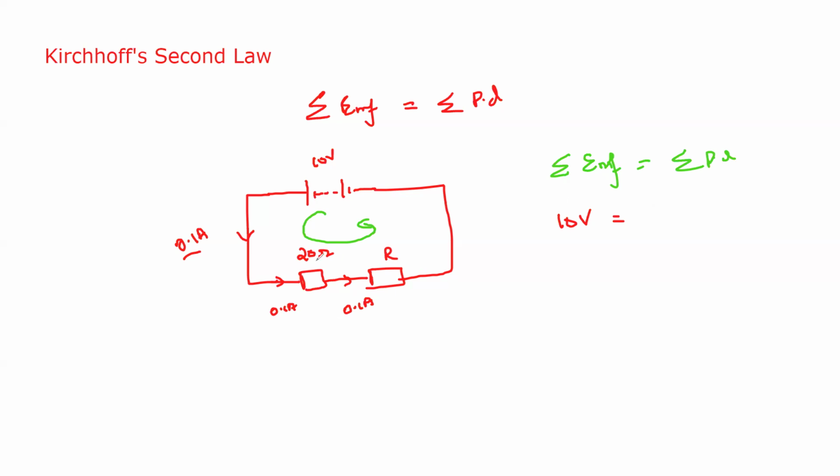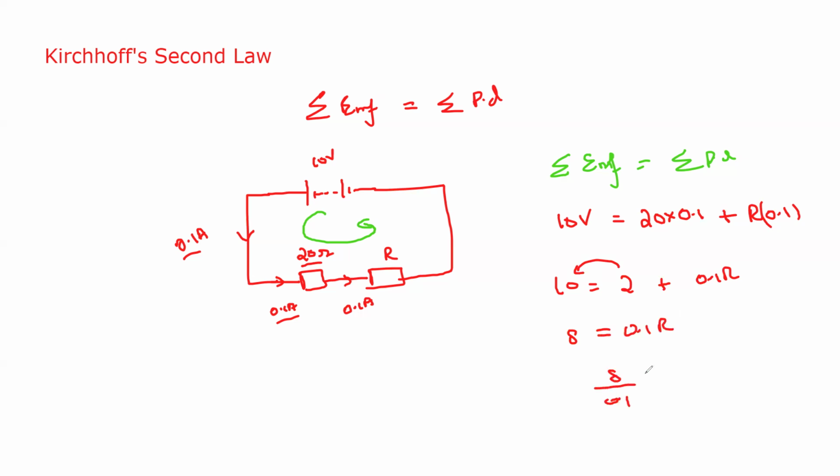So what is the potential difference, which is a product of resistance and current? This will be equal to 20 times 0.1 plus R times 0.1, or 0.1 R. When we simplify, 10 equals 20 multiplied by 0.1, that's 2, plus 0.1 R. The 2 is subtracted when moved to the other side: 10 minus 2 is 8. So 8 is 0.1 R, so 8 divided by 0.1 is equal to R. What is the value of R? 8 divided by 0.1 equals 80 ohms. So R is equal to 80 ohms.